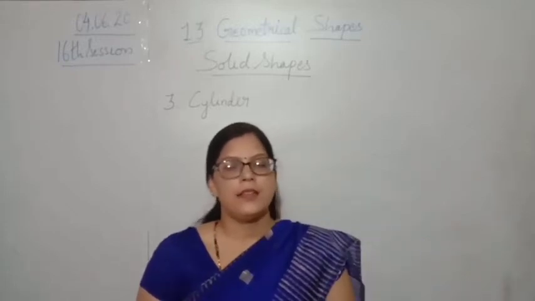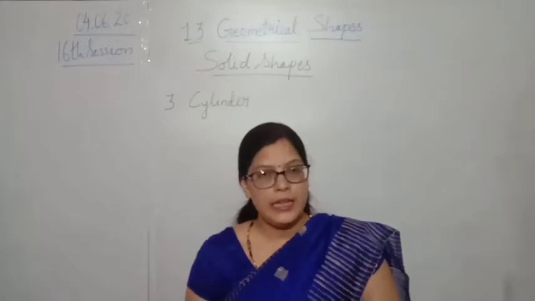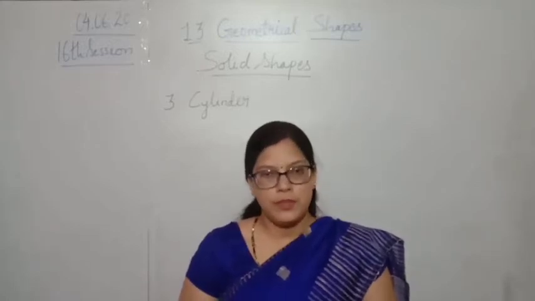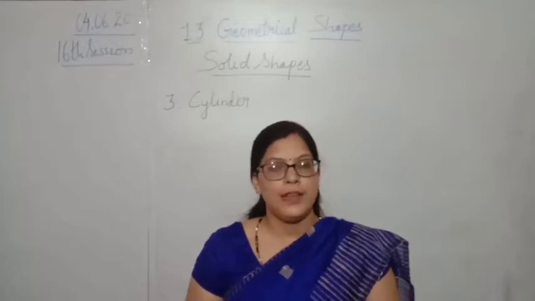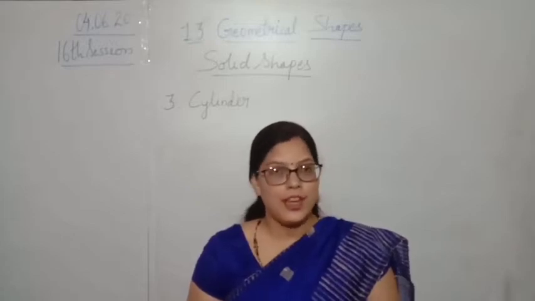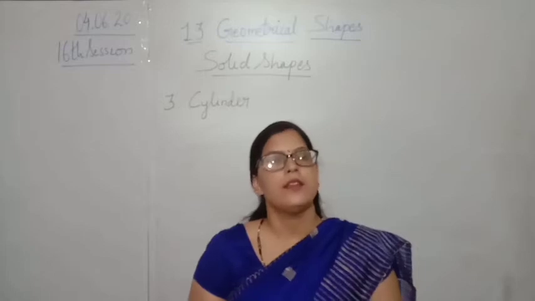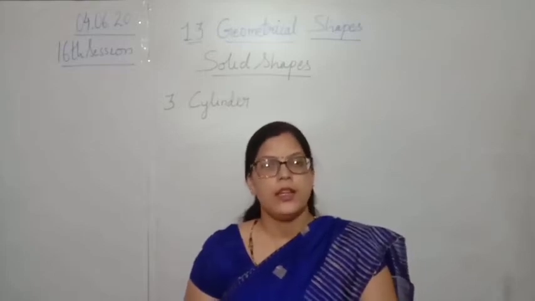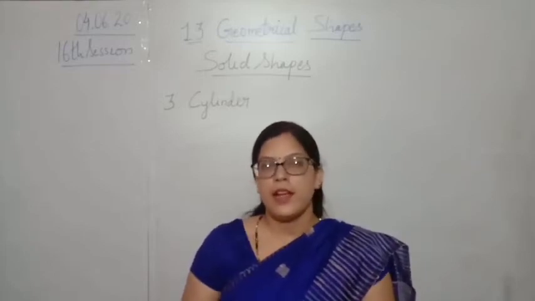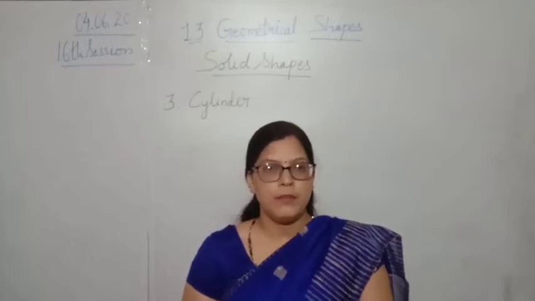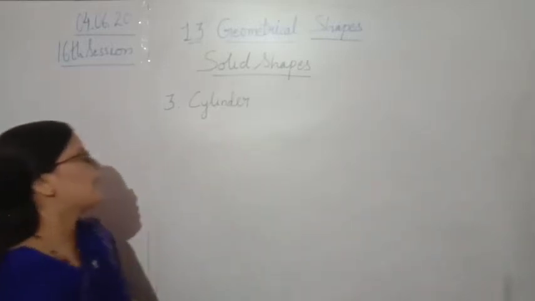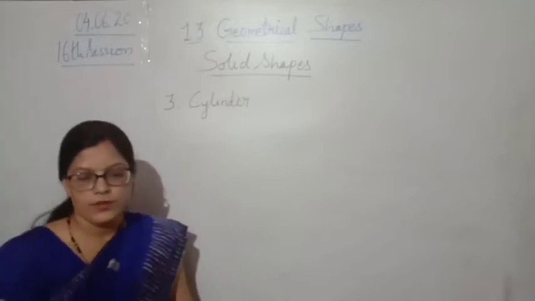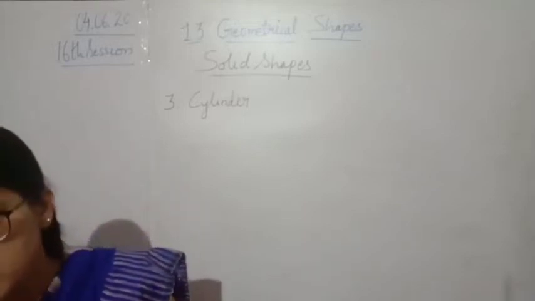In last session I had explained all plane shapes, then types of lines, and two solid shapes, cube and cuboid. Now let us continue with the third shape. The third shape is cylinder. First of all, let me draw the shape of cylinder.